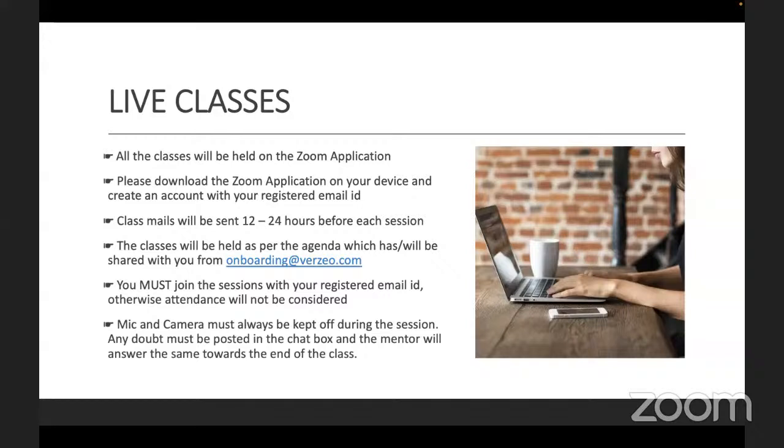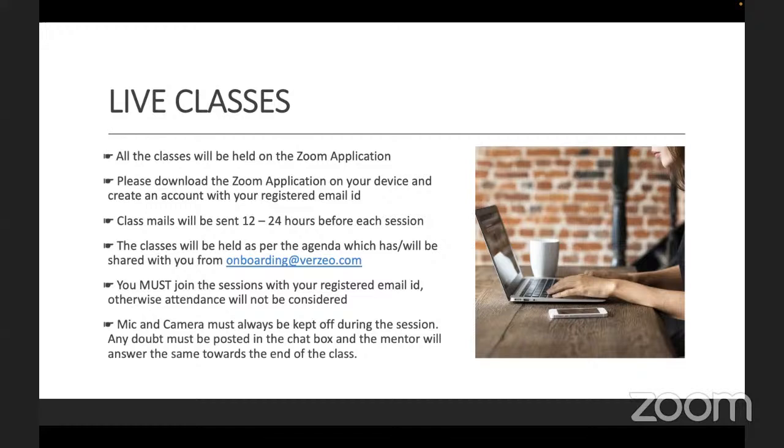And once you've created it, stay logged into the account so that you do not have any issue with joining the class. For every class, we will be sending out a link 12 to 24 hours before every session. So you'll get a fresh link before every class. Say your class is on the 8th of May. The mail for that will be typically sent around 7 to 8 p.m. on the 7th. So you'll be receiving it a day prior, by the night of the 7th. You will get a fresh link every time.